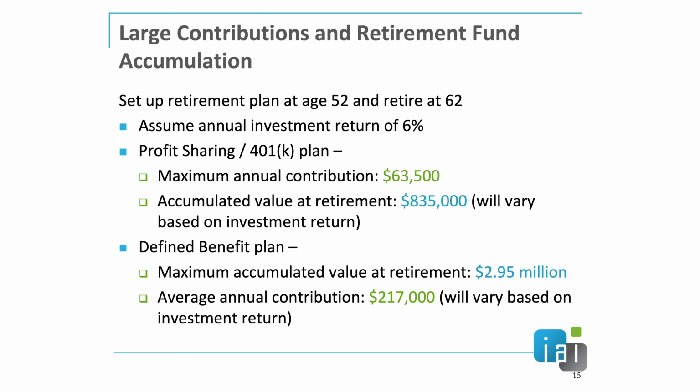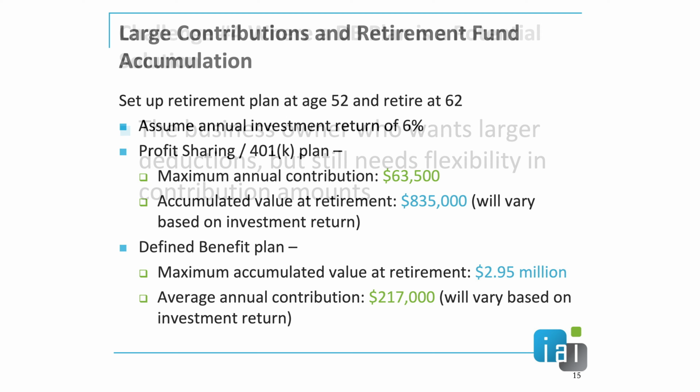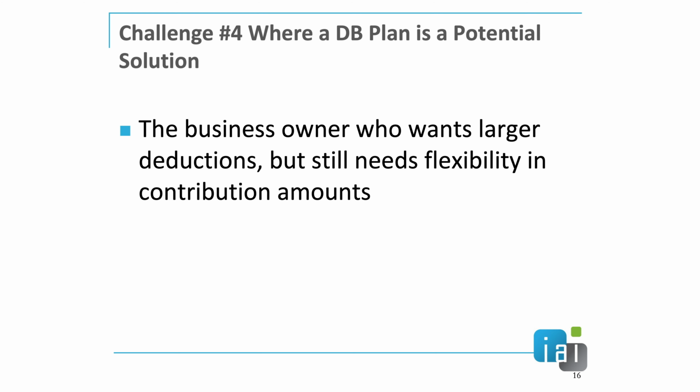On the other hand, in a defined benefit plan, the maximum benefit at age 62 has a value of almost $3 million. That translates to an average annual contribution of $217,000 per year. And this will also vary based on investment return, but the owner can make up for the losses with some additional contributions. The next challenge we're going to talk about is the business owner who wants larger deductions but still needs flexibility in the contribution amounts.